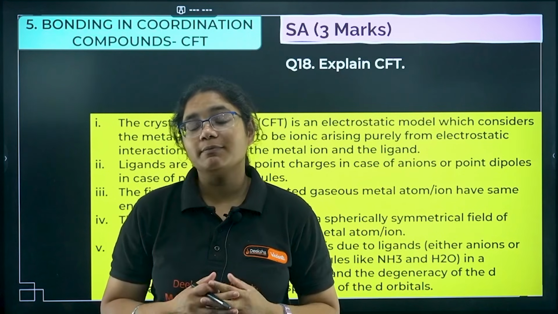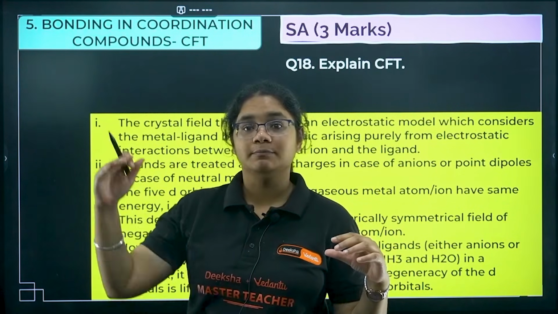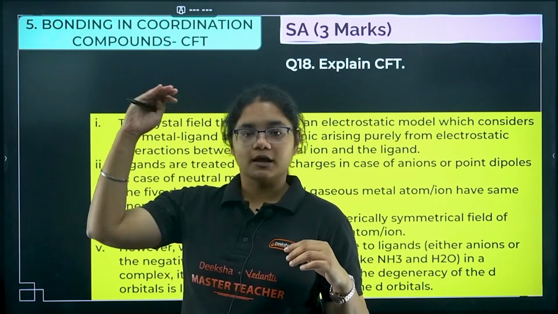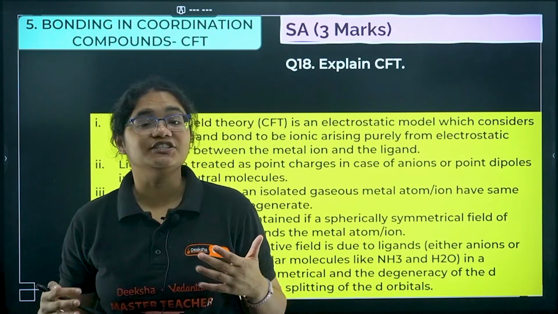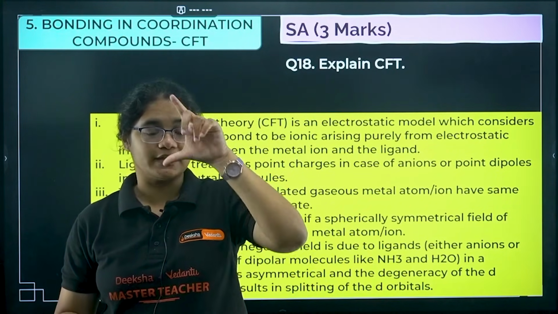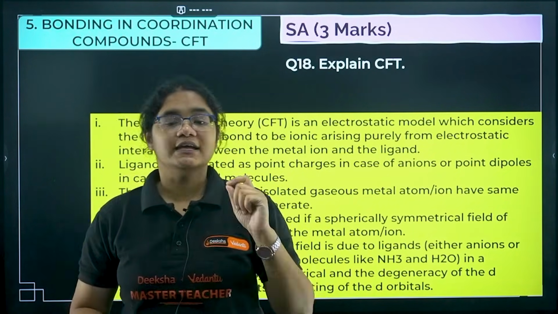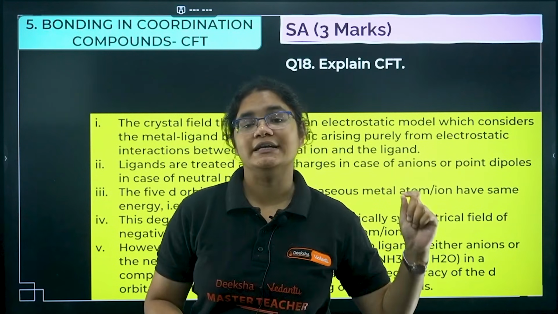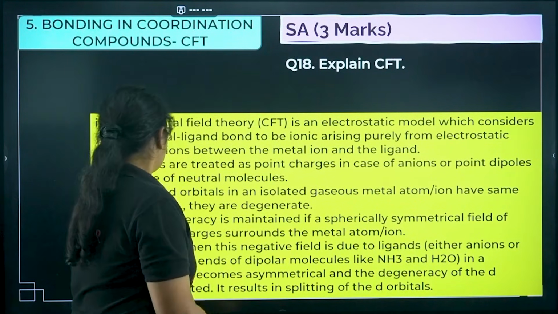Now due to this repulsion, what happens? The d orbital splits into 2 halves. One comes to the t2g level and the other one is the eg level. So this splitting, or the gap between the 2 d orbitals, is called the crystal field splitting energy. Now how do we write this one?